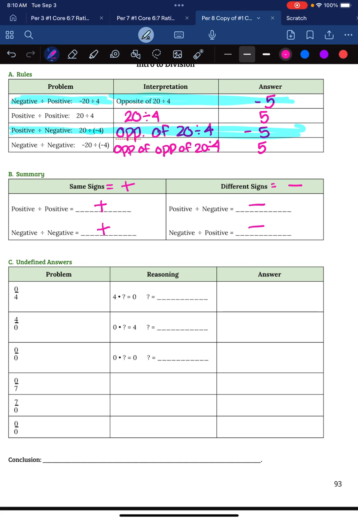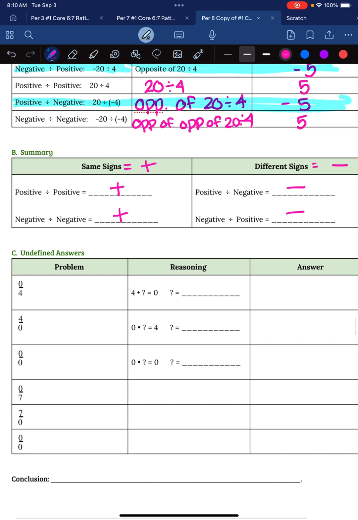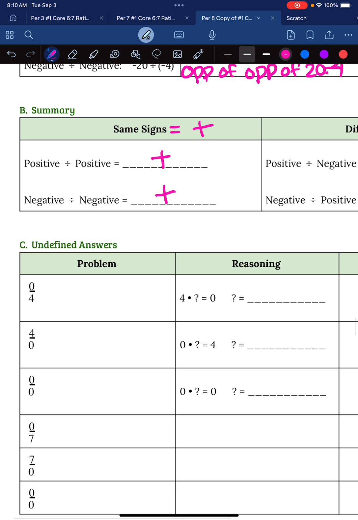For this, the explanation is a little tricky, so try to follow what I'm doing step by step. Let's start with the first one, 0 divided by 4. In order to understand this problem, we're going to look at the reasoning example. 4 times what equals 0? Whatever we can substitute in for that question mark is going to be the answer to our division problem.